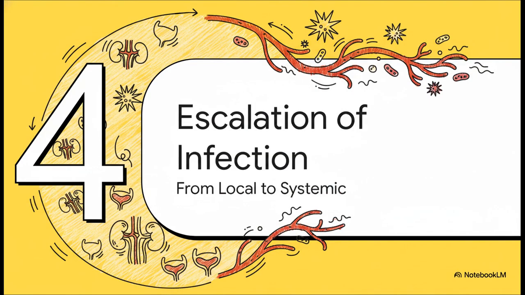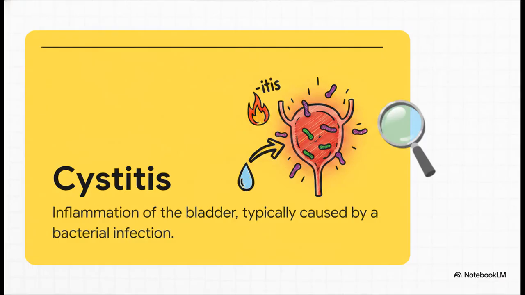Okay, for this next part, let's actually tell a story. We're going to follow the path of a UTI as it starts out as a simple local problem and see how it can escalate into something much, much more serious, a systemic condition. Understanding this progression is absolutely critical. So, where does our story begin?